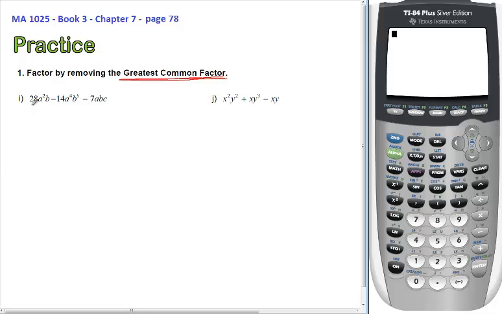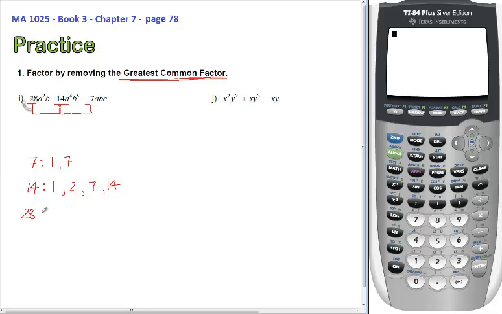I like to deal with it separately. For example, in the first one, I look at the numbers or coefficients first. So what is the GCF between these three numbers? Now you can do it the long way. You can actually write the factor list. For example, the factors for 7 are 1 and 7. The factors for 14 are 1 times 14, 2 times 7. So 1, 2, 7, and 14.